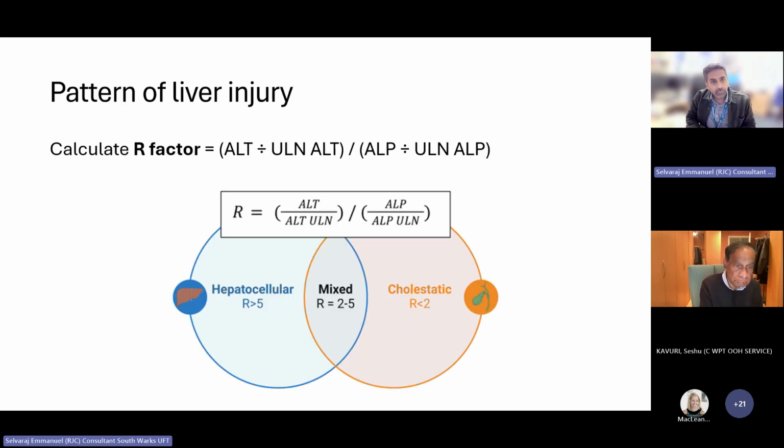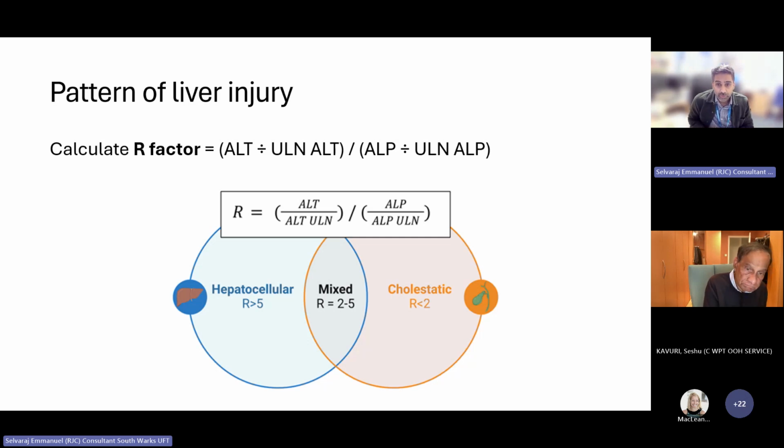So I find it quite helpful doing the R factor. I think we all kind of do it in our heads anyway about how to determine the predominance of the liver injury. And this is simply taking the ALT of the patient, dividing it by the ALT upper limit of normal, and then dividing that by the ALP of the patient divided by the upper limit of normal of the ALP. So essentially, it just gives us a little bit of a clue whether this is predominantly a hepatic picture, so hepatocellular. If the R factor is more than 5, then it's more likely to be hepatocellular in origin, and there's a list of differentials that we can go through with that.